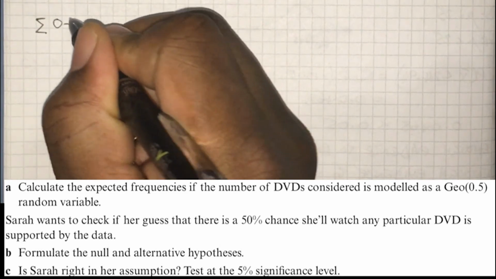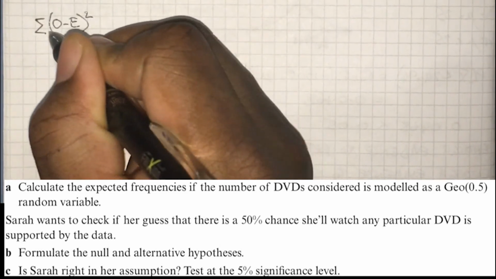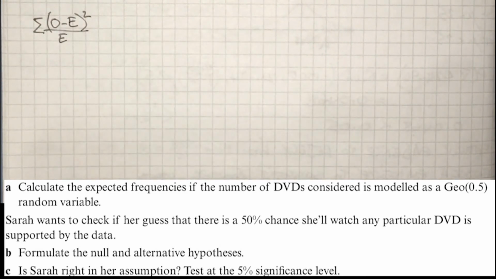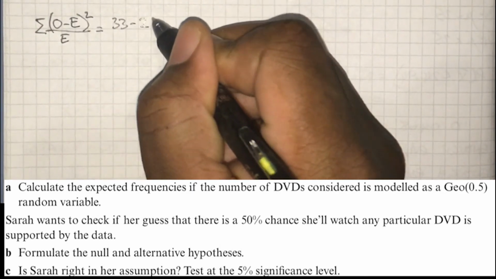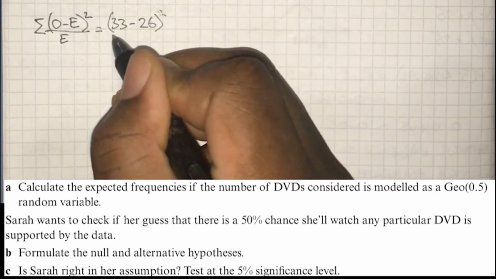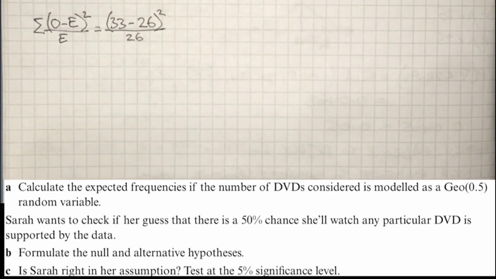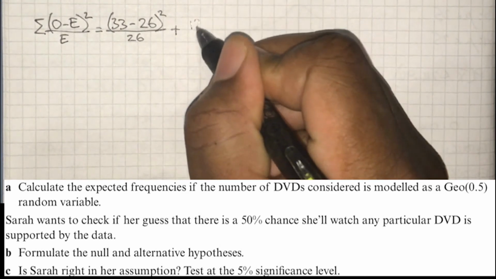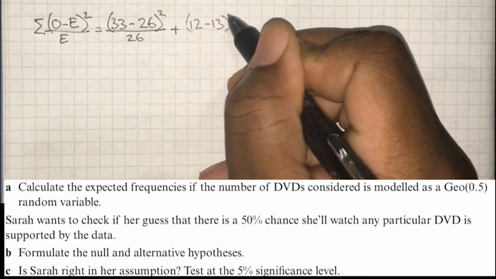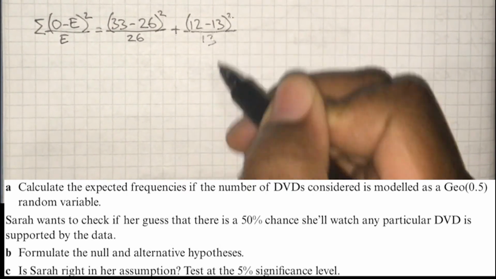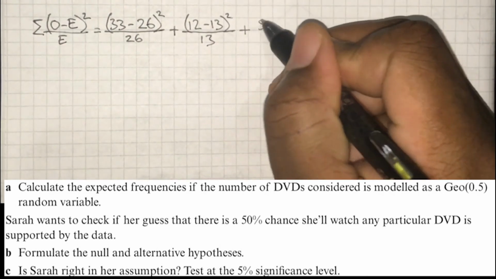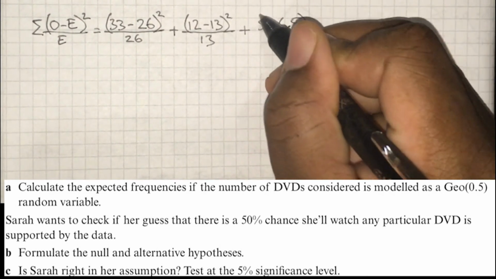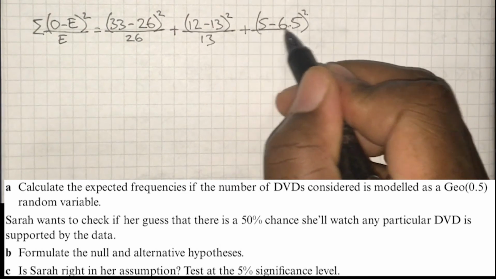So in part C, we've been asked to check whether or not Sarah's right in her assumption, and we've been told to test at the 5% significance level. So still we weren't explicitly told to perform a hypothesis test, but we know that that's where we're going. So we're going to use the chi-squared test statistic as we usually would, and this is going to be the difference between the observed and the expected, squared, and then divided by the expected. So just putting those values in straight from the table.